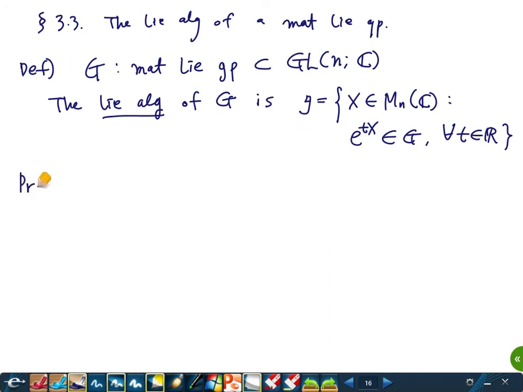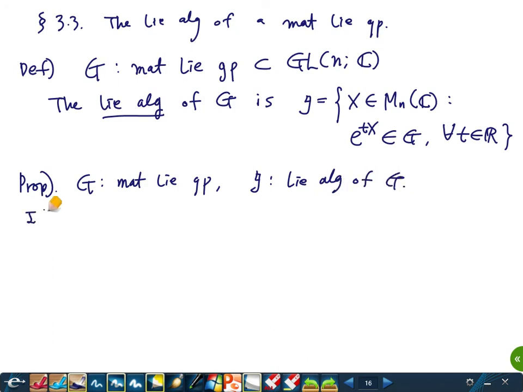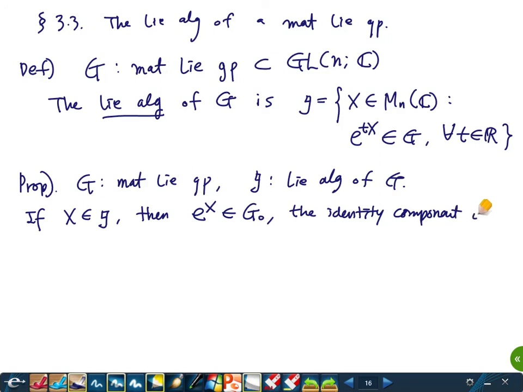Let's see a simple proposition. Let G be a matrix Lie group, and little g the Lie algebra of G. If X is in little g, then e to the X is in G zero, where G zero is the identity component of G.